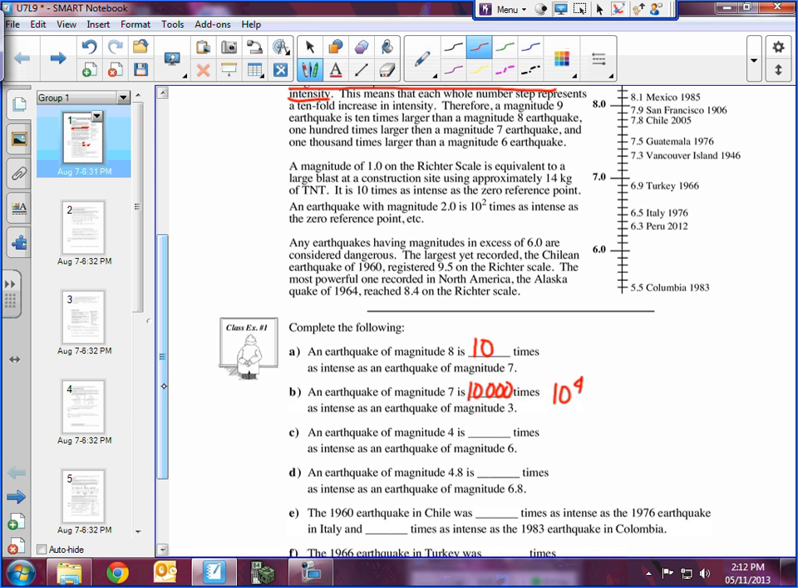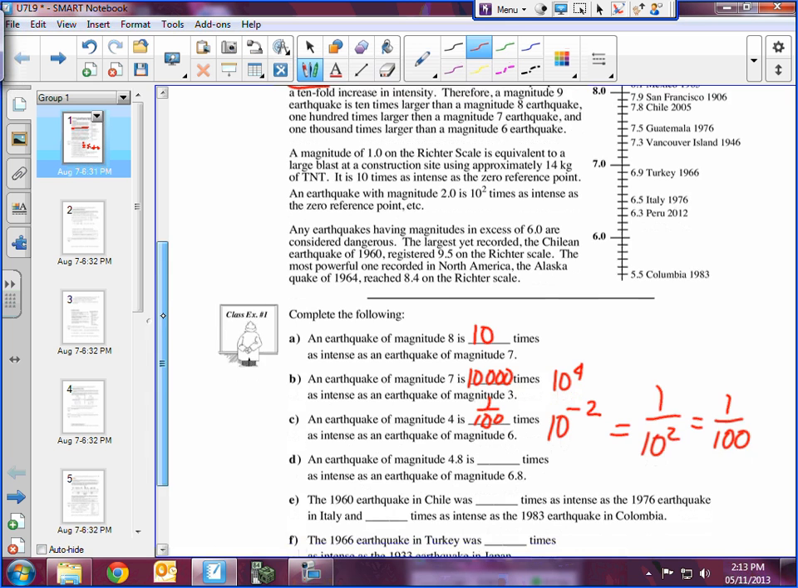If I'm going the other way, so 4 to 6, 4 is less than 6, right? So how many place values away are there? 4 minus 6 is what? Negative 2. We talked about negatives, so it'd be 1 over 10 squared, 1 over 100. You see where I went there? Does that make sense? So a magnitude of 4 is 1 over 100 times as intense as a magnitude of 6.